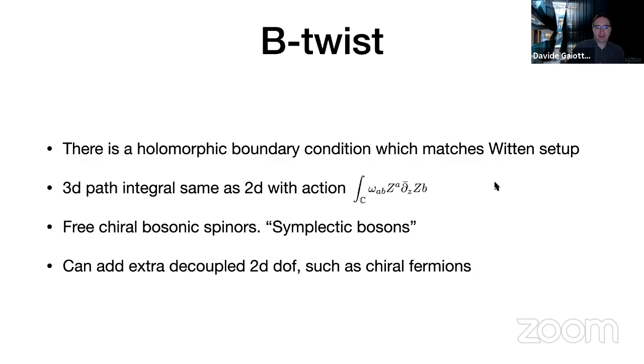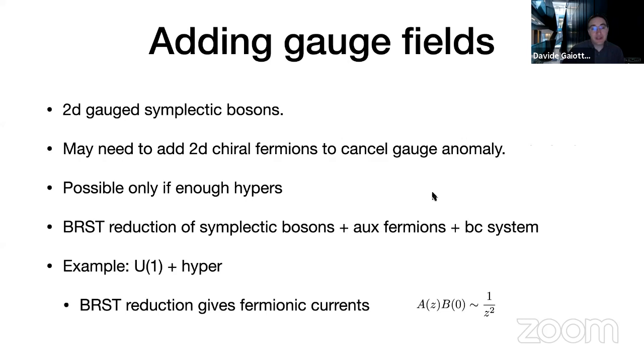Now for later purposes, you can modify this boundary condition a bit by adding extra two-dimensional degrees of freedom, which are decoupled from the bulk theory, such as extra chiral fermions. I mean, once you have these chiral bosons, why not? So these are the sort of vertex algebras you find for a free hypermultiplet. When you have gauge fields, the story is not that different. Yes?